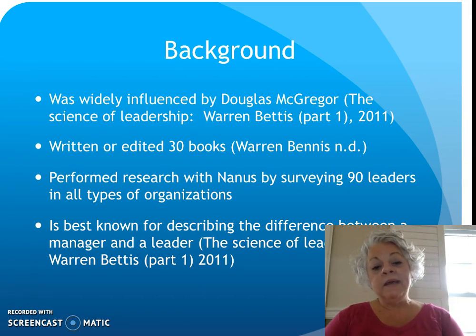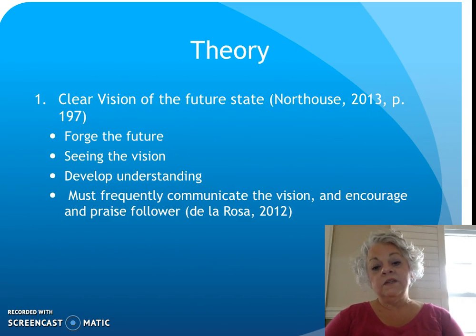He is probably best known for describing the difference between a manager and a leader, which we still talk about today. Dr. Bennis came forward with the theory. He has 4 major parts of his theory, the first of which is the clear vision of the future state.